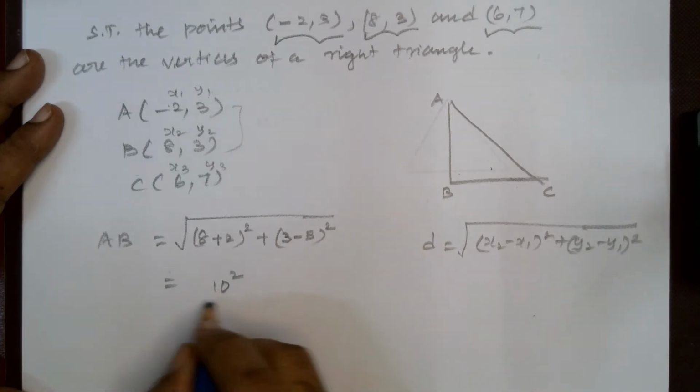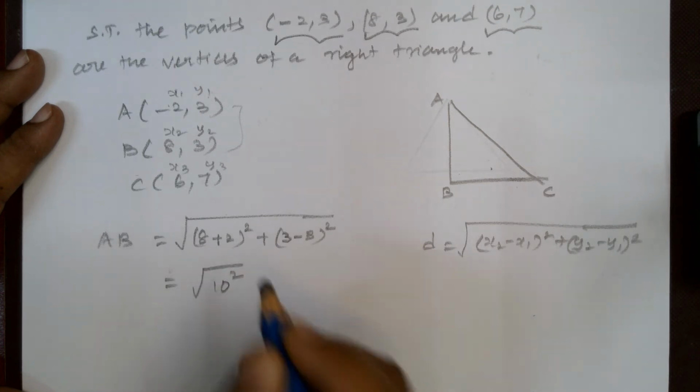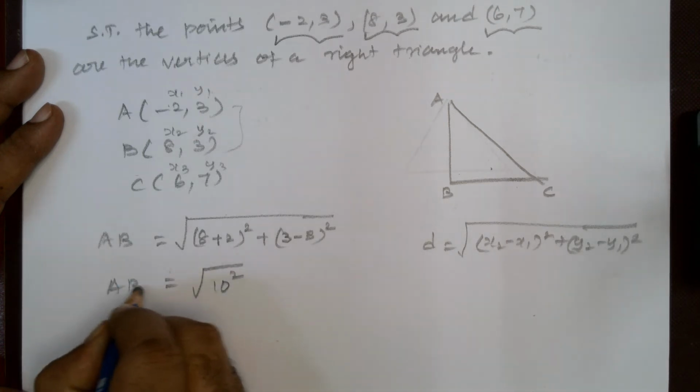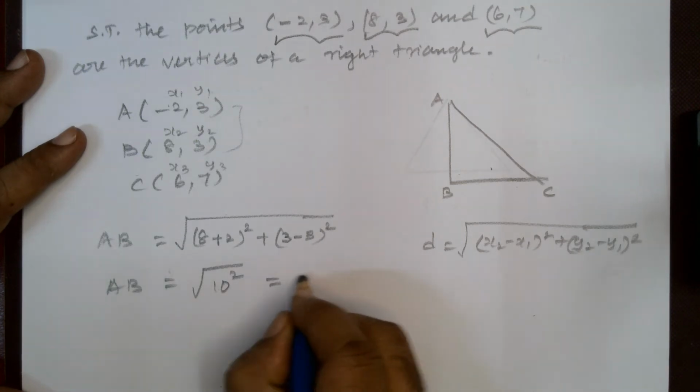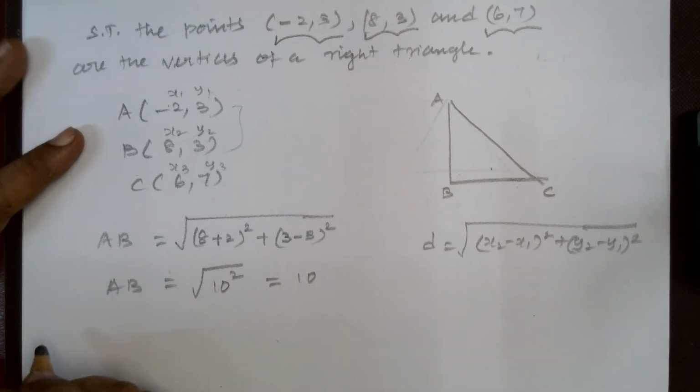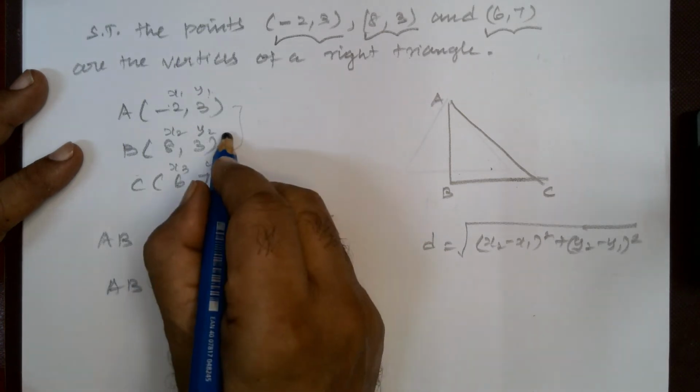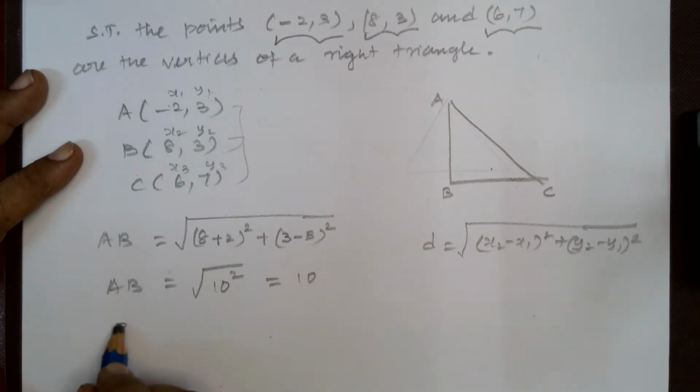You can ignore it. So AB is equal to the square root of 10 squared, that is AB is equal to 10. And what about BC? Let us consider BC.